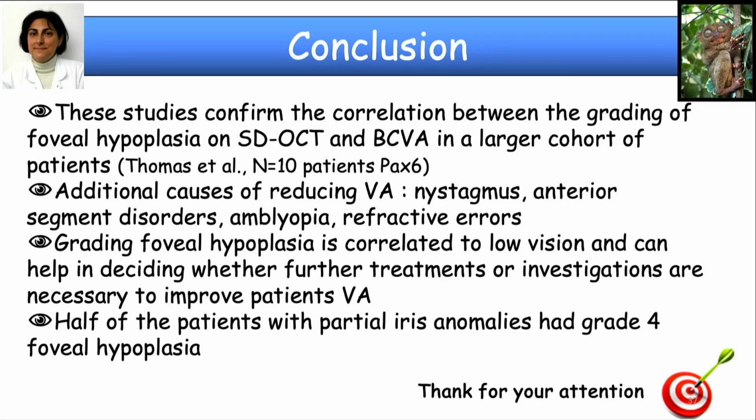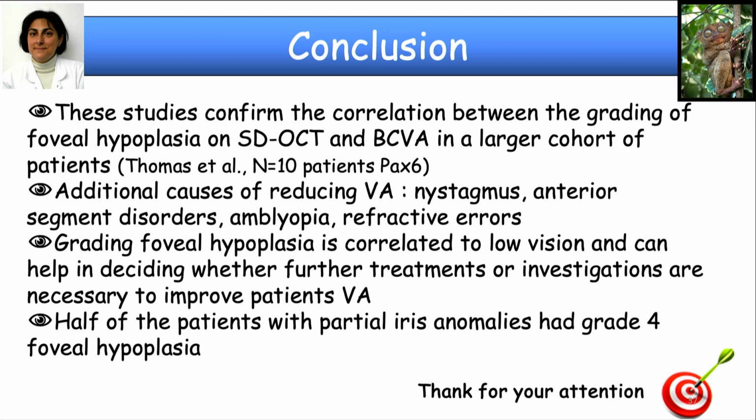So in conclusion, these studies confirm the correlation between the grading of foveal hypoplasia on OCT and BCVA in a larger cohort of patients. Additional causes of reduced VA are, of course, nystagmus, anterior segment disorders, amblyopia, strabismus, and refractive errors. But the grading of foveal hypoplasia is correlated with low vision for sure, and can help in deciding whether further treatment or investigation is necessary to improve visual acuity.